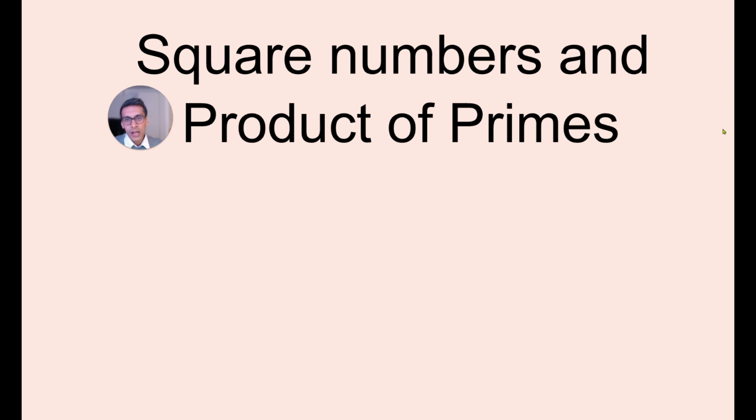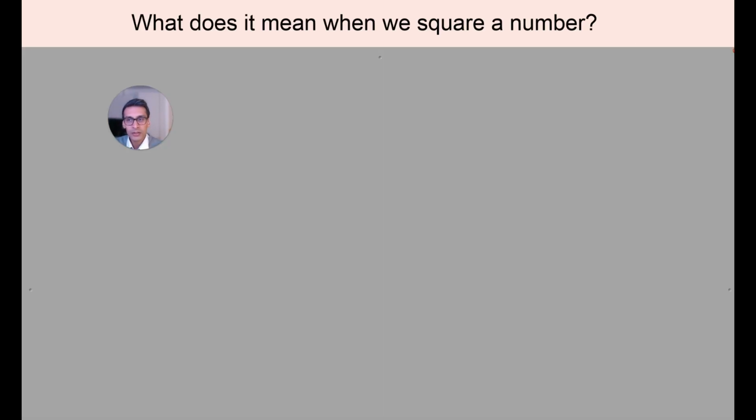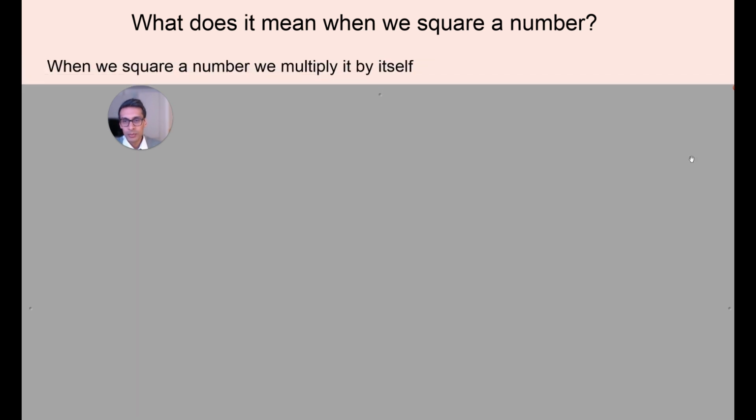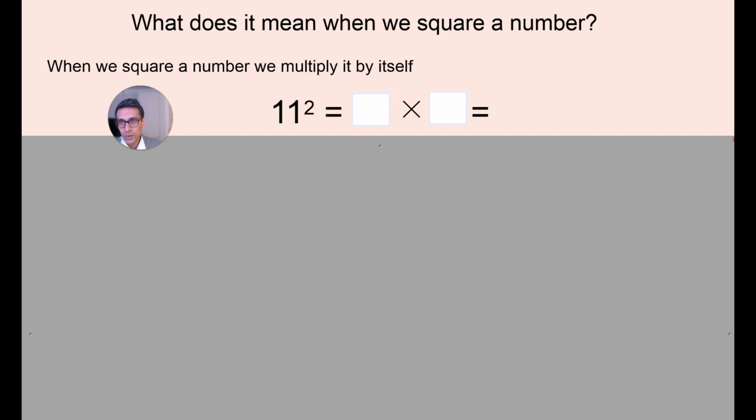This video is looking at square numbers and how they relate to product of primes. So let's get started. We're going to look at what a square number is. Have a think about what you think the definition of a square number is. Okay, so we know that when we square a number, we multiply it by itself. An example of this is 11 squared, which is 11 multiplied by 11, which we know gives us 121.